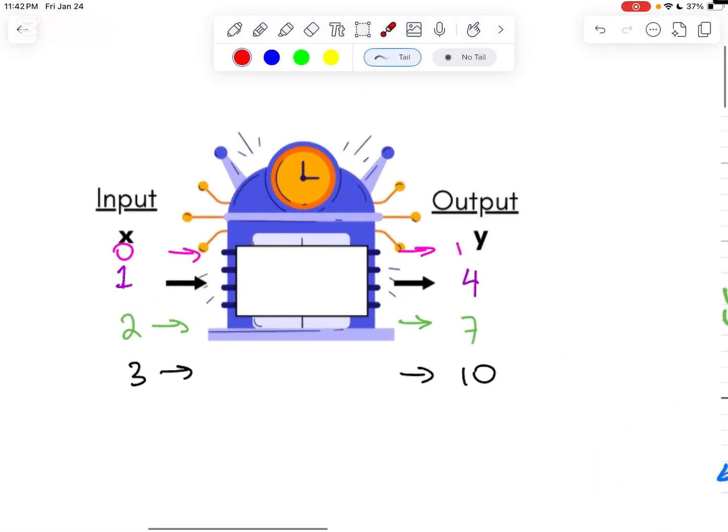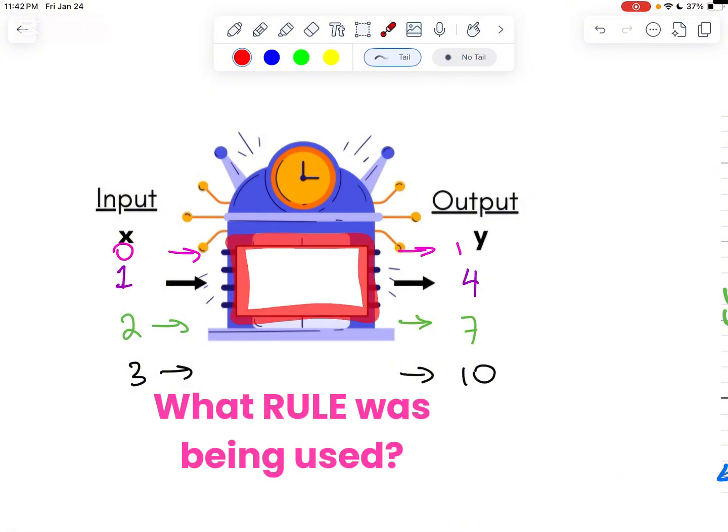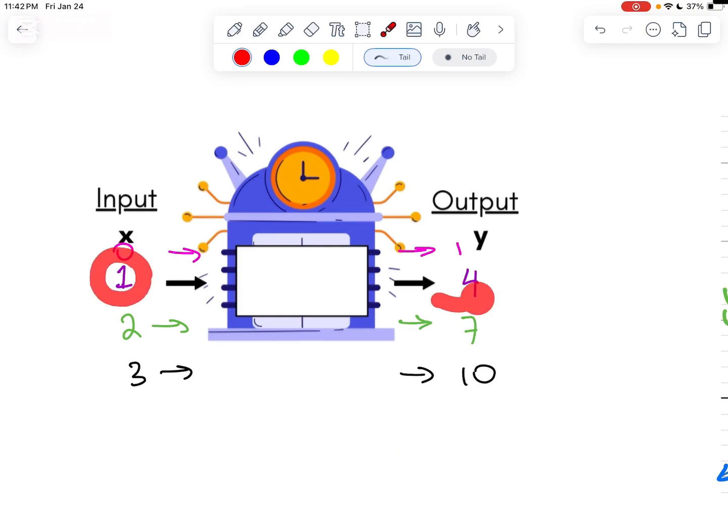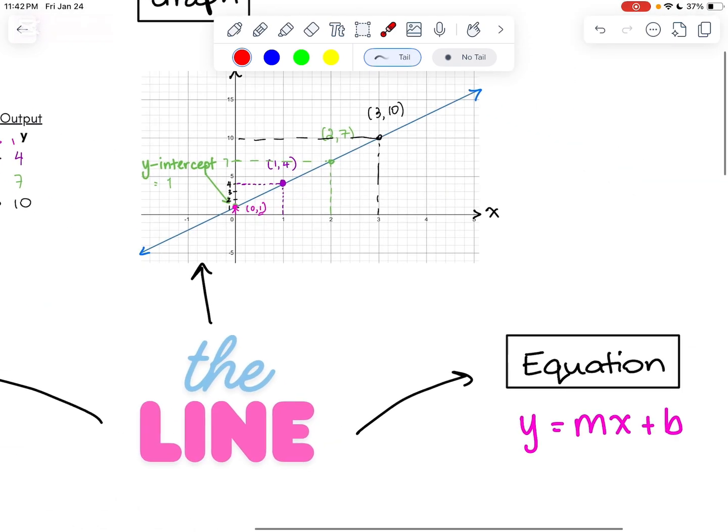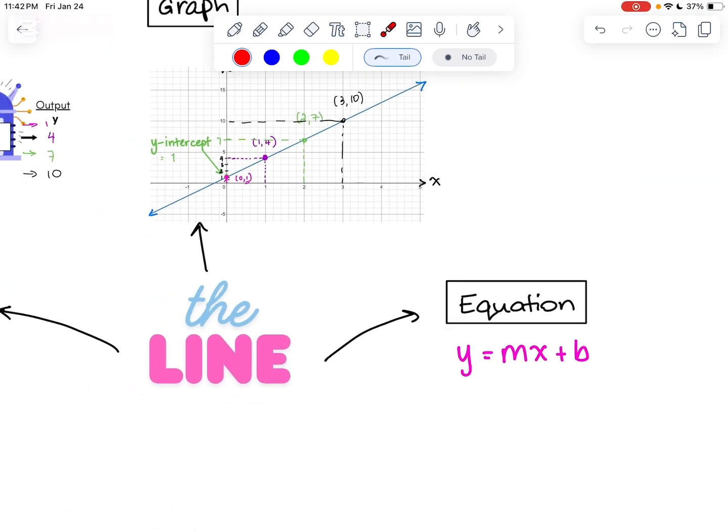Now, wouldn't it be nice if we could figure out what the rule was over here? If we could figure out what it was that this computer, this machine, was using to transform a 1 into a 4, a 2 and a 7, and so on and so forth. Well, that's where the equation of the line comes in.